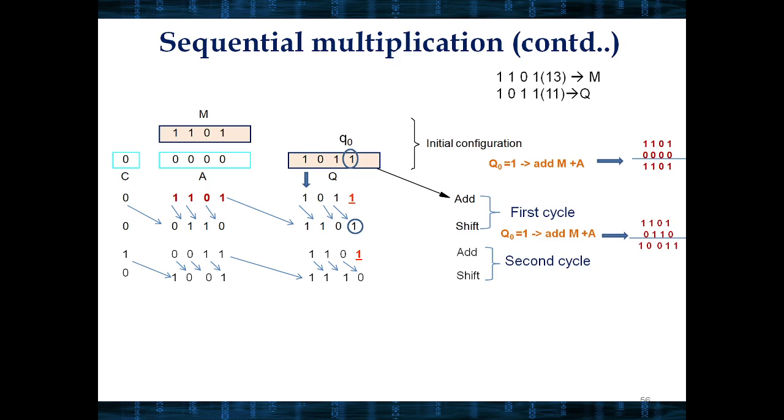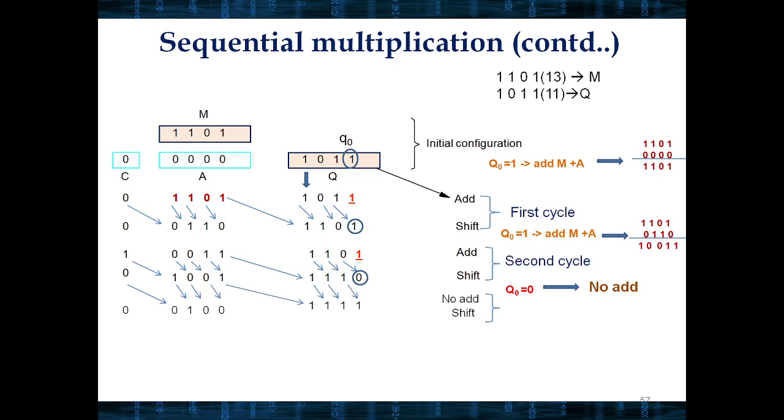So it forms the second cycle, and from the second cycle, what is the partial product? 1, 0, 0, 1 and 1, 1, 1, 0. So in the next step, again check the Q0 value. Q0 is 0, which means no addition operation, no need to do M plus A. So what we need to do is a shift operation, the same as the previous stage, just shift to the right side. Whatever value is there, you need to shift. Now we have shifted to the right side and we got our partial product.